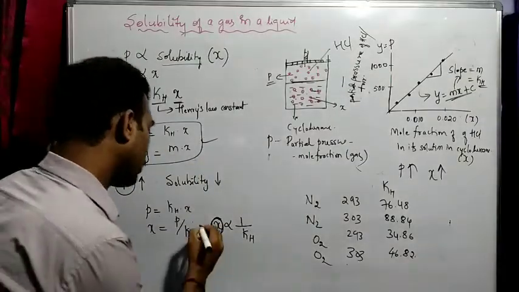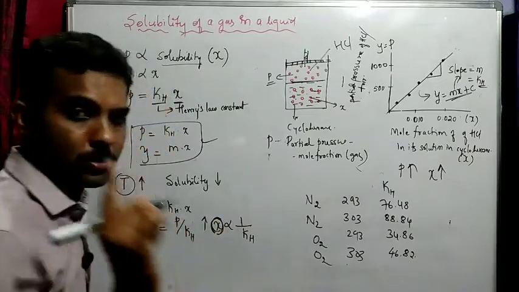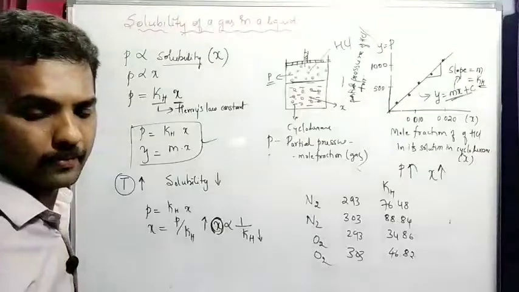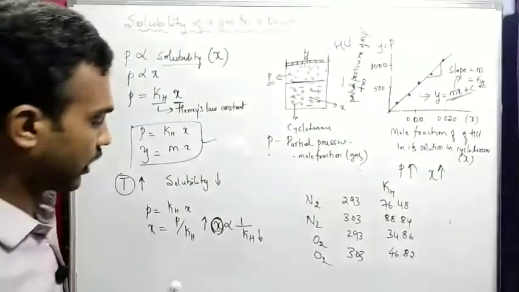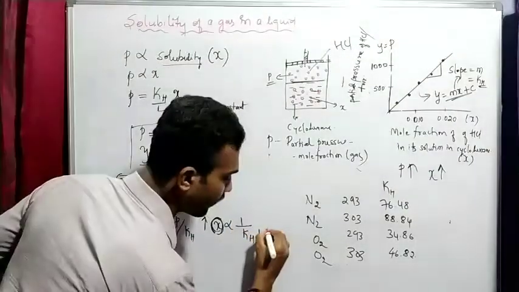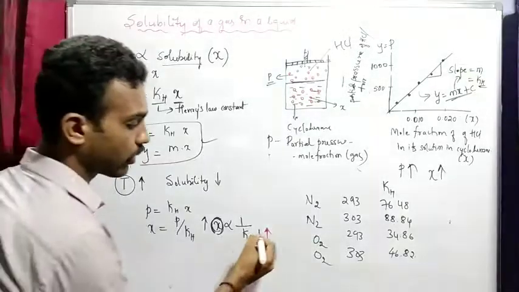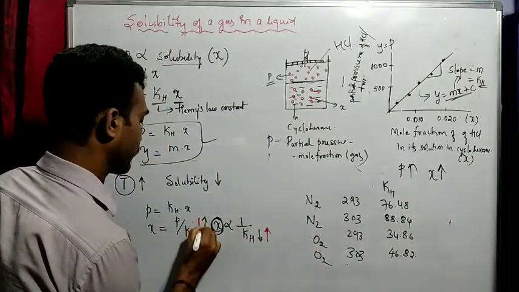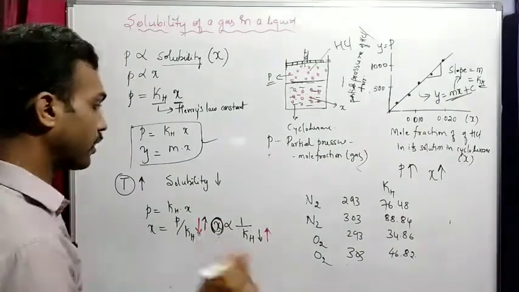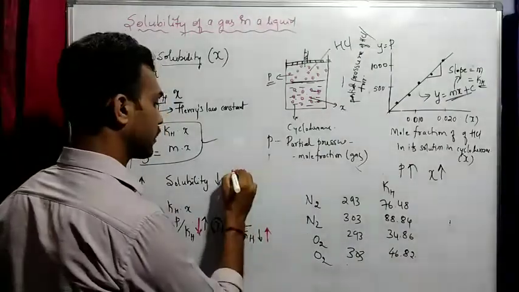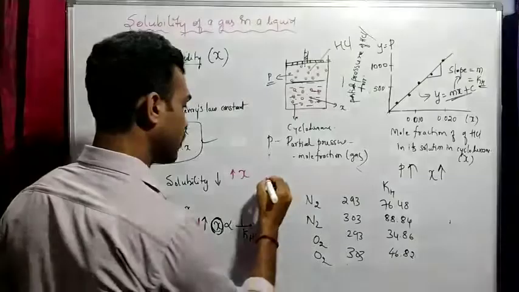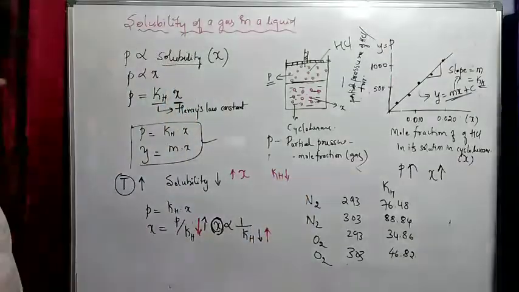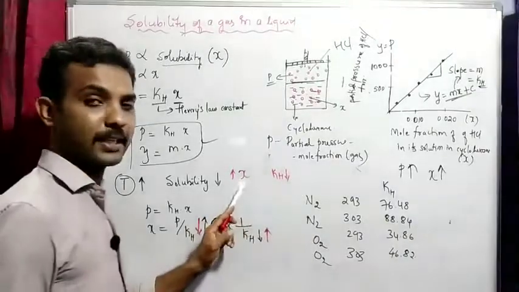If solubility increases, then kH value become what? Decreases, right? So kH value become decreases. Suppose kH value, if it is increases, solubility become what? Decreases. Very very important. If you increase the X, then kH become what? Decreases, right? kH decrease, then X increase.